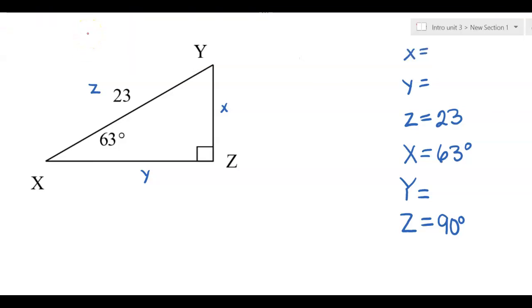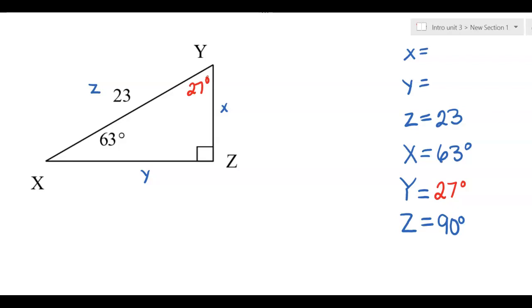All right, is there anything we can find without trig first? Y, the side or the angle? The angle, okay? We have 2 angles, so we can just add those up immediately and subtract them from 180, and we get 27 degrees for angle y. Okay. Now we only have missing side lengths. Can we find them without using trig? No, we don't have enough for the Pythagorean theorem, so we need trig.